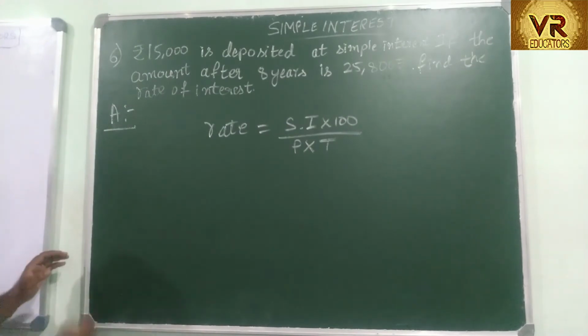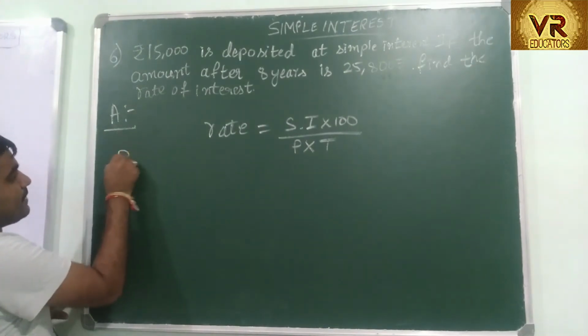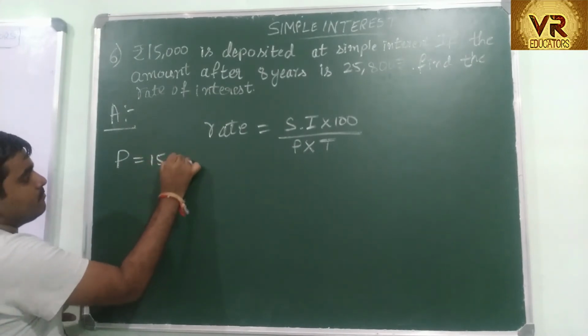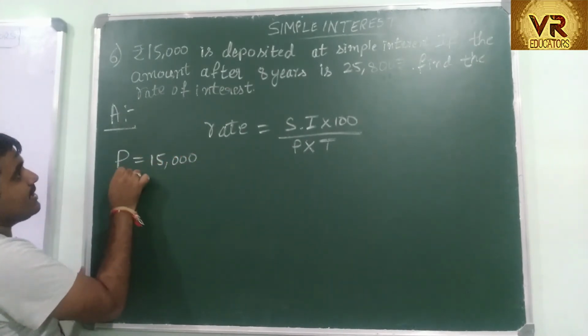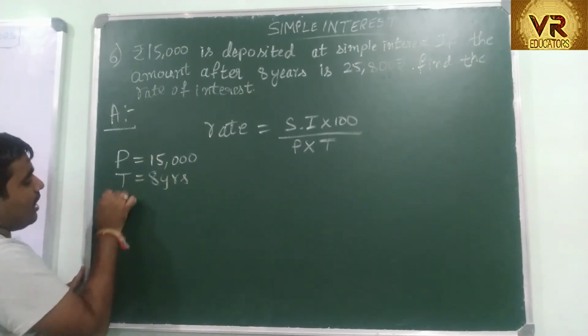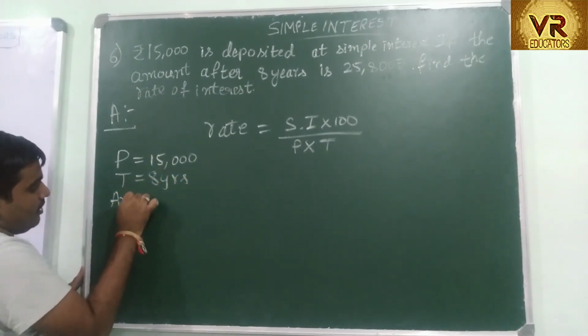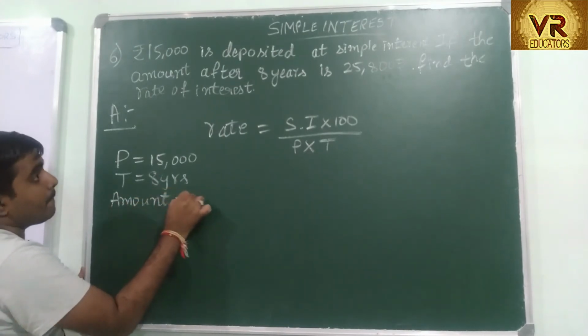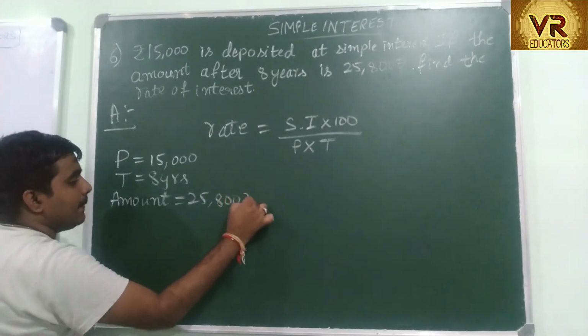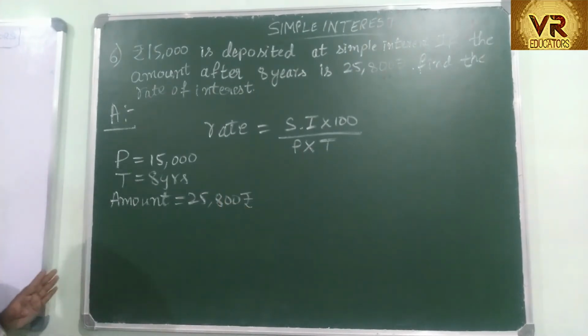Okay, so let's write what is given. So principal amount is 15,000 rupees. What is time? Time is 8 years. Okay, and amount is given. Amount is 25,800 rupees.